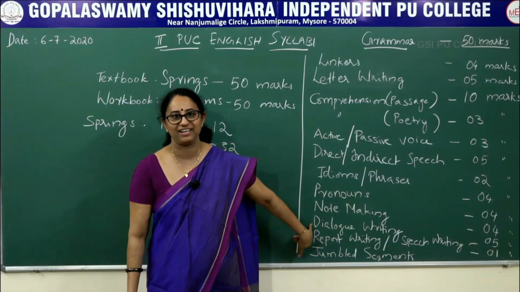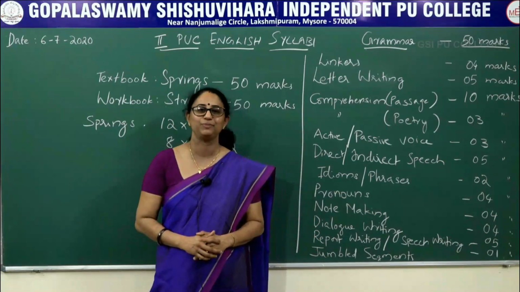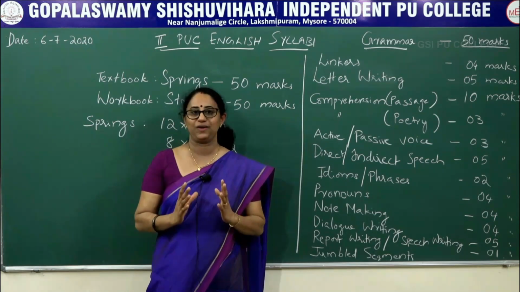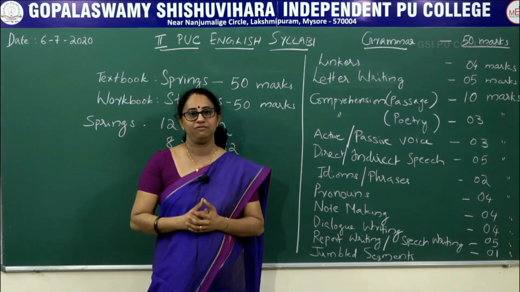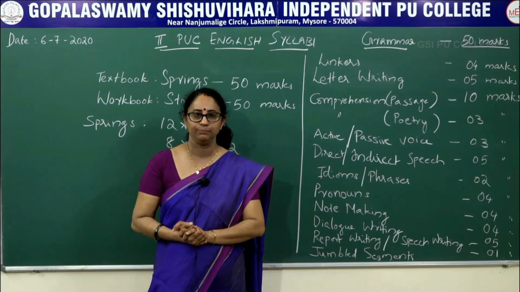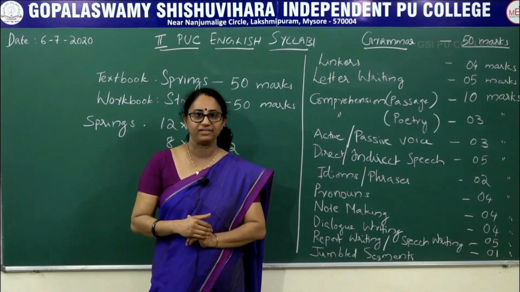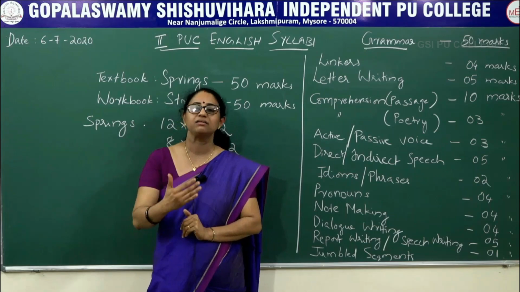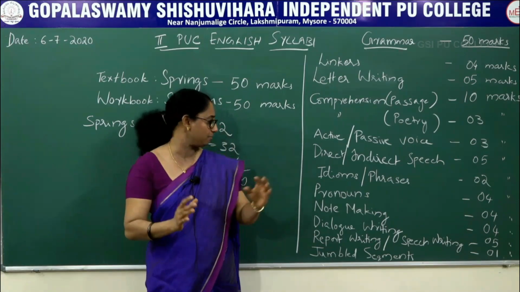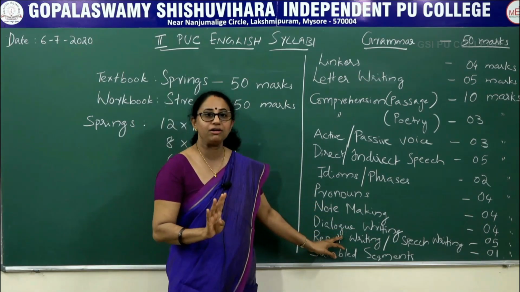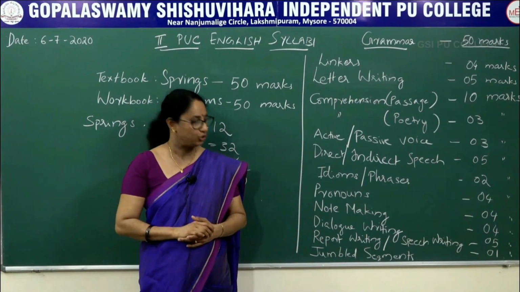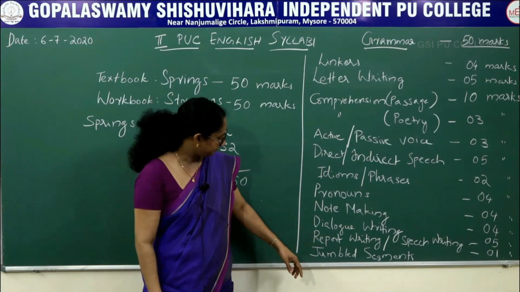Now comes dialogue writing. You have already seen dialogue writing in your first PUC syllabus. So you will be given a situation, and based on that situation you have to write a conversation. I'll just give you one example. Say you go to a railway station and you need to ask about the train facility to Mumbai, and you meet a reservation clerk over there. So you speak to the reservation clerk, and that comes in the form of dialogue. 4 dialogues you will have to write based on the clues provided. 4 marks total for dialogue writing.